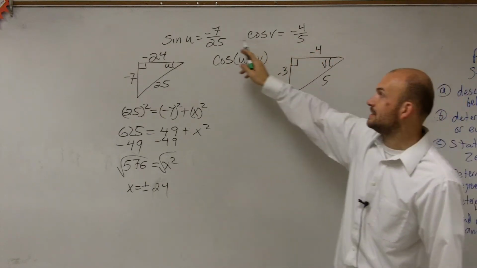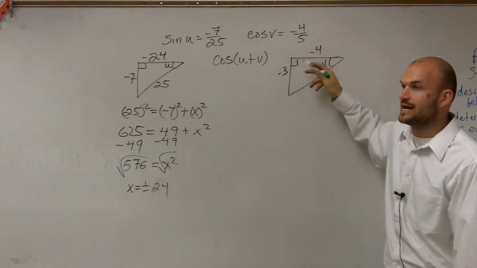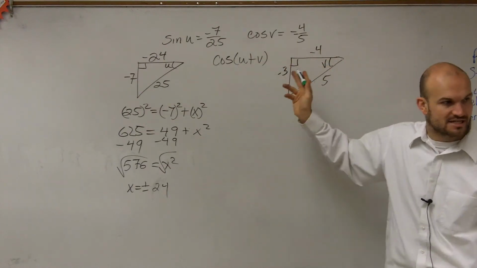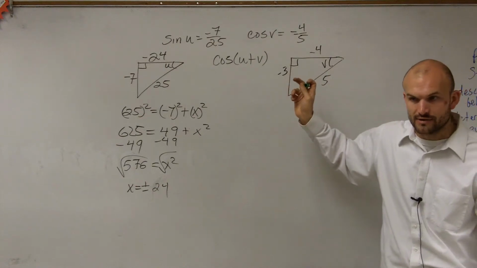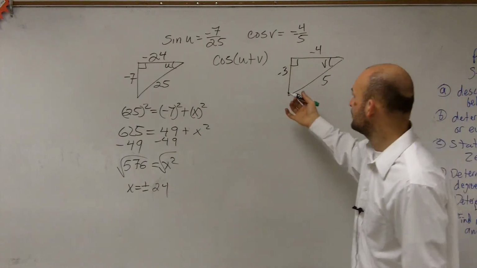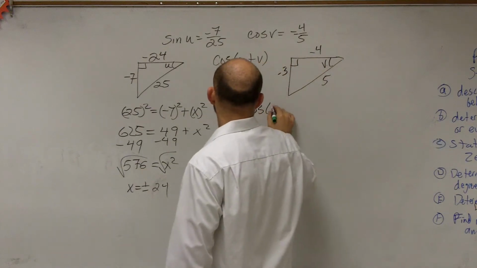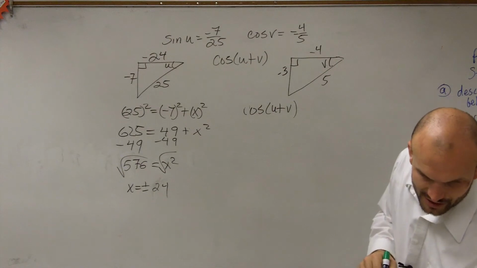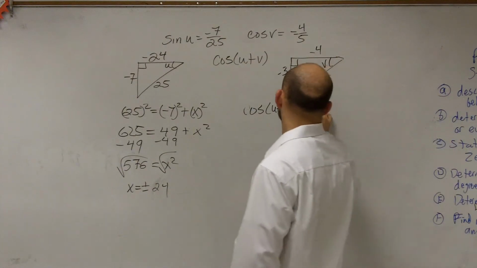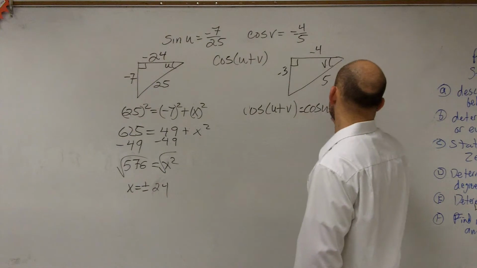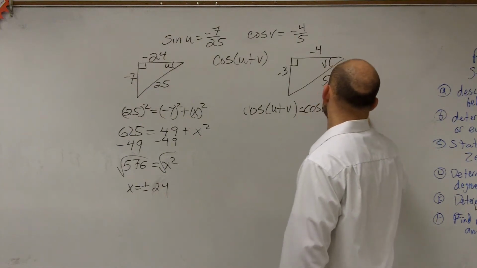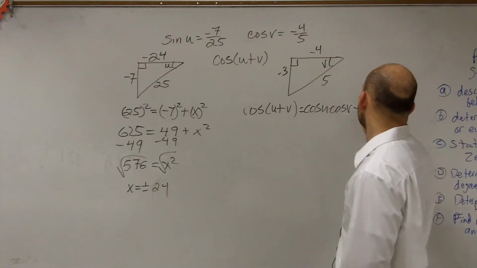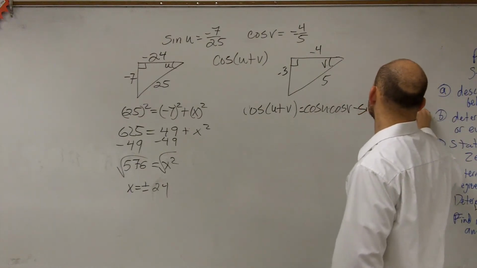So now I've created all my triangles. They gave me cosine of v. They gave me sine of u. I used the Pythagorean theorem or a Pythagorean triple to evaluate. Now I can find the sine, cosine, tangent of all these angles if I wanted to, but we don't need to. All we need for cosine of u plus v is the correct formula: cosine of u, cosine of v, minus sine of u, sine of v.